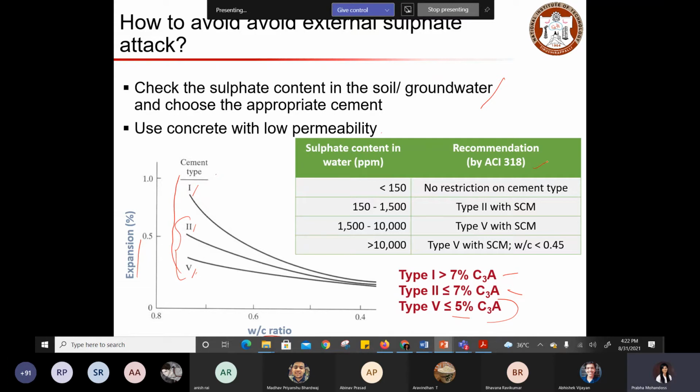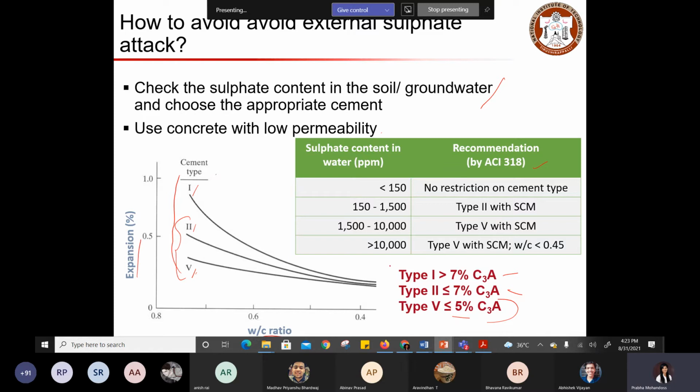And ACI has given certain norms to follow when you have different levels of sulfate content in your water. When the sulfate content is less than 150 ppm, that indicates a very small quantity of sulfate, so you need not have any specific restriction on the cement type. You can go with the normal type 1 itself. But as this sulfate content increases, it is better for you to choose the appropriate cement with use of CSH, so that you can reduce the calcium hydroxide in the concrete, which could react with the external source.